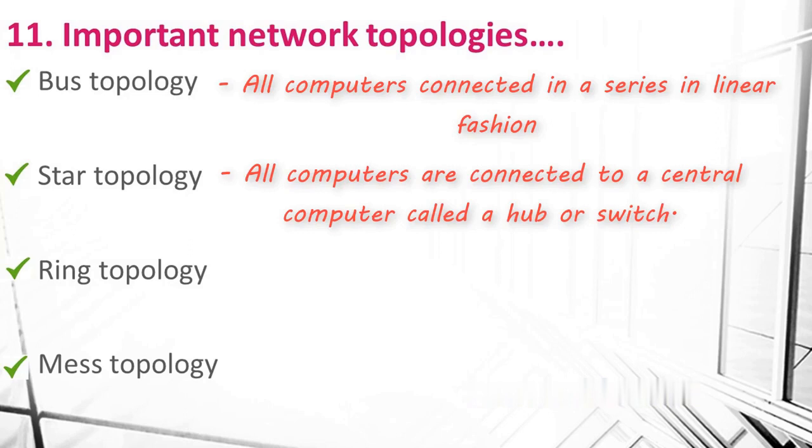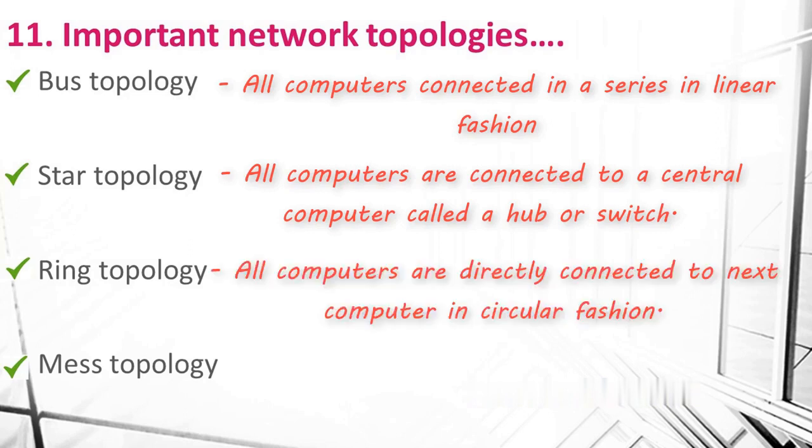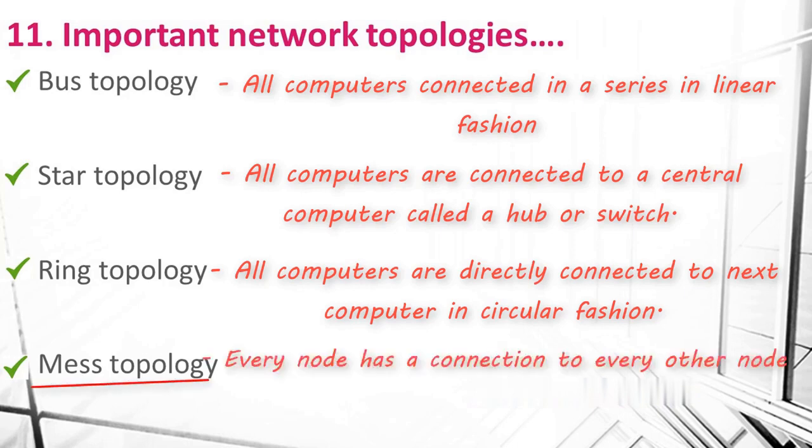The third one is ring topology. Here all the computers are directly connected to the next computer in a circular fashion. And the last one that we have got here derives its name from the way it looks actually. And it is mesh topology. Every node here has a connection to every other node in the network. And this is where it derives its name from. So these are the 4 important topologies of network that you must be prepared with to answer this question.